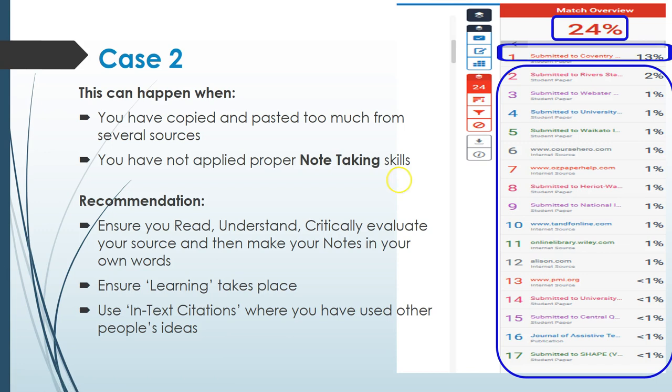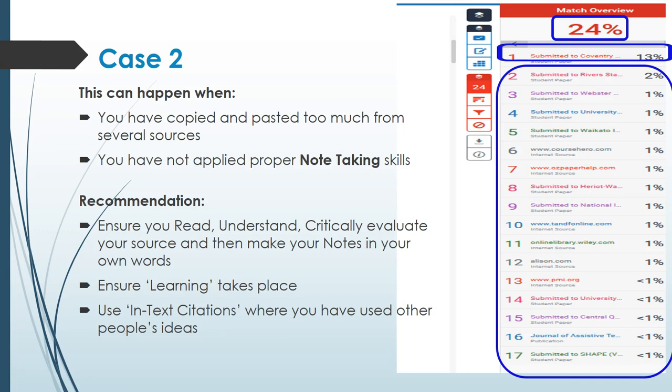So the recommendation is that you ensure you read, you understand what you have read from the periodicals, journal articles, textbooks, or your slides, and critically evaluate your source. Then make your own notes in your own words. That is the key. Make your own notes of what you have understood in your own words. Ensure learning takes place, and then cite where these ideas are coming from. And of course, create the reference as you go along.